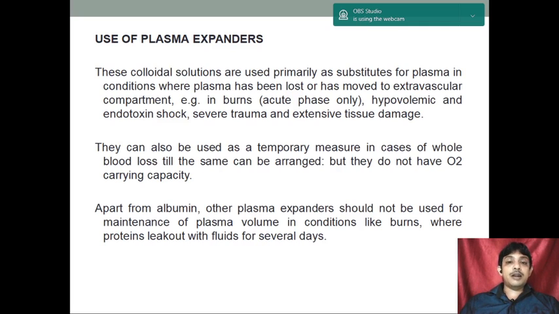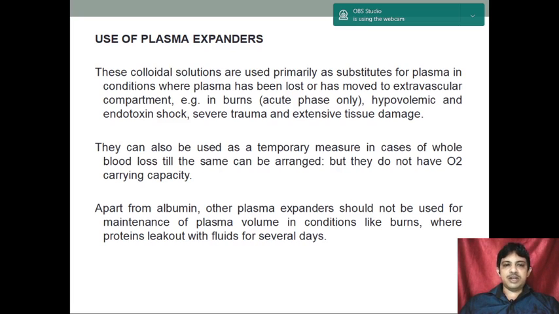For example, burns. In the acute phase there is a loss of plasma and it moves to the extravascular compartment, so we can give a plasma volume expander. In hypovolemic and endotoxin shock, we can use these plasma volume expanders. Also in severe trauma, and in extensive tissue damage, we can use this type of plasma volume expander.